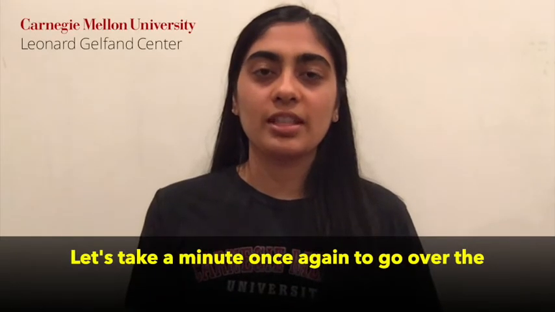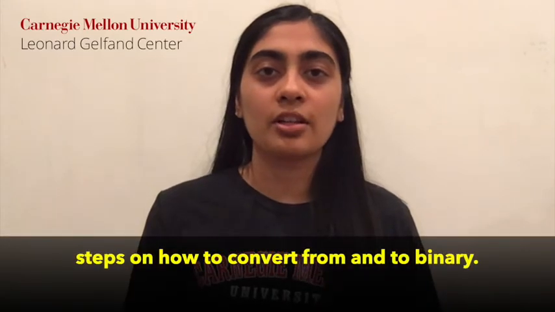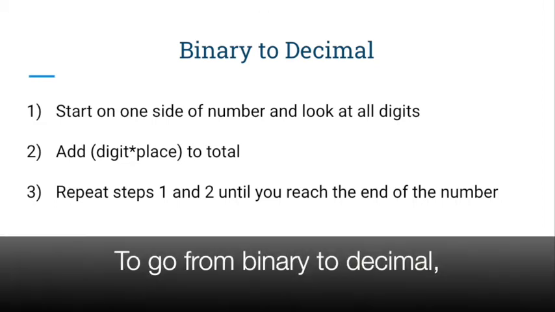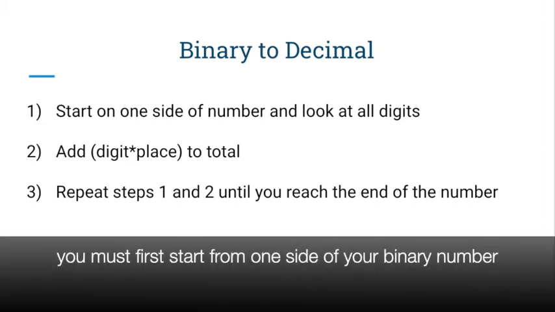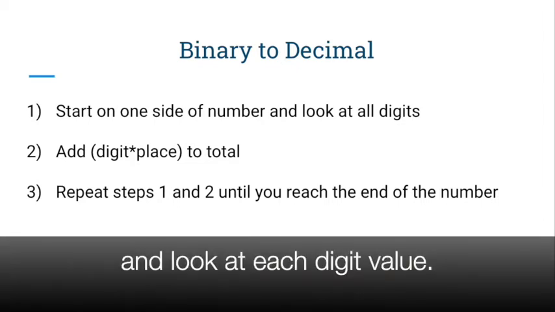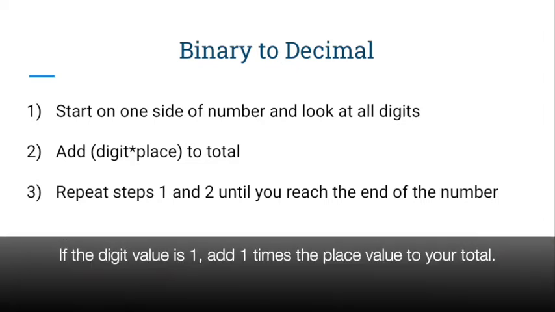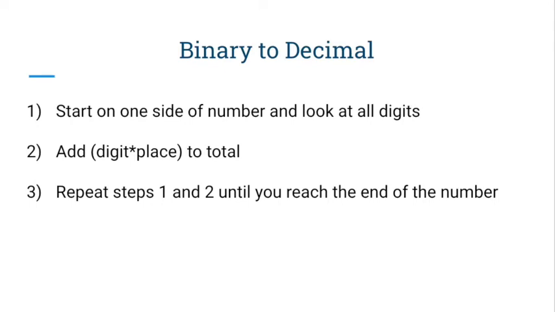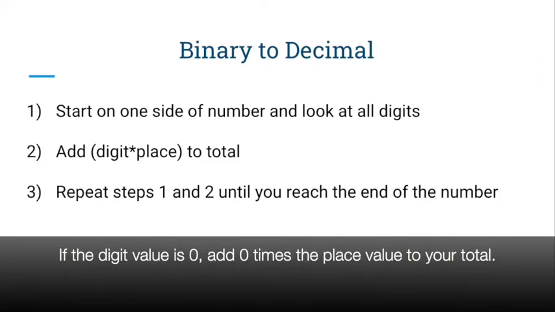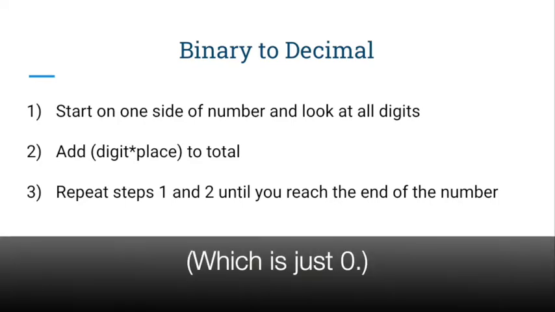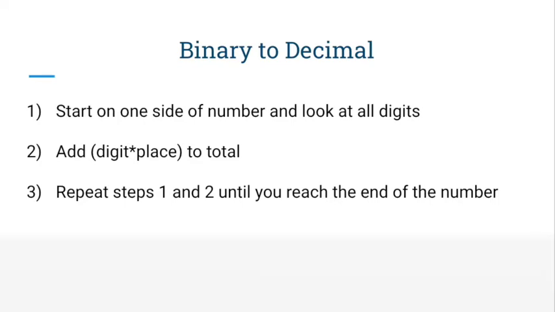Let's take a minute once again to go over the steps on how to convert from and to binary. So to go from binary to decimal, we must first start from one side of your binary number and look at each digit value. If the digit value is 1, add 1 times the place value to your total. If the digit value is 0, add 0 times the place value to your total, which is just 0. Once you reach the other side of your binary number, you're done.